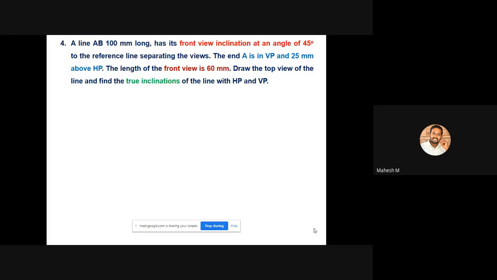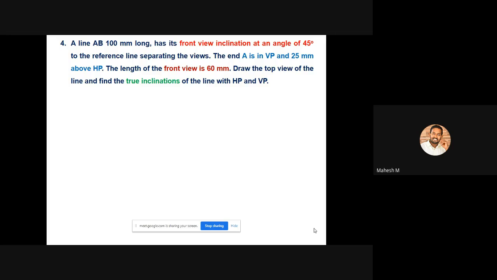Okay. So in this projection of lines, there will be plenty of methods. That means in some problems they will give you the true length, and in some problems they will give you the length for front view and top view. So like that it will vary for each and every problem.